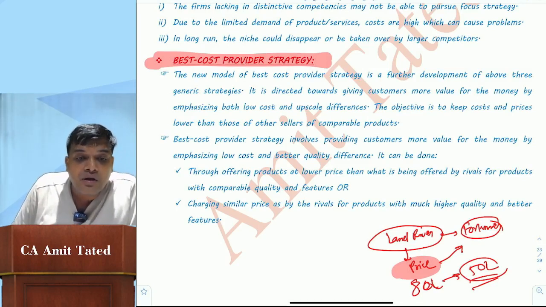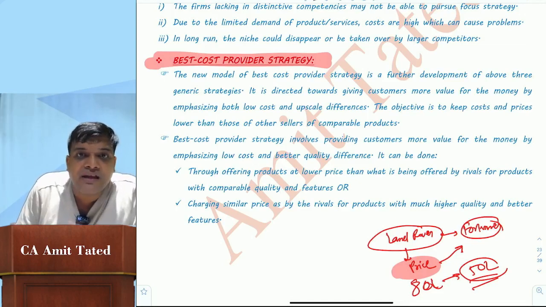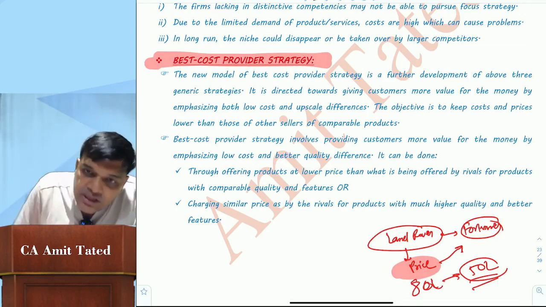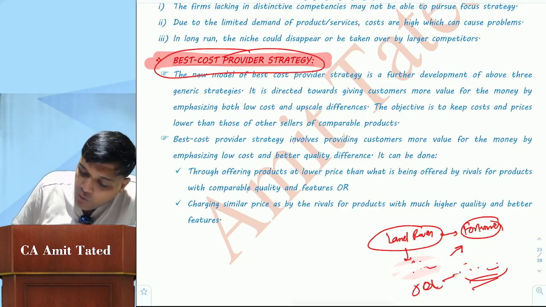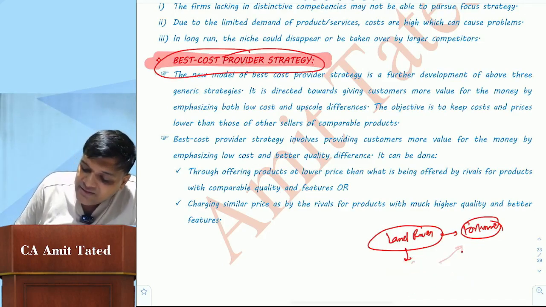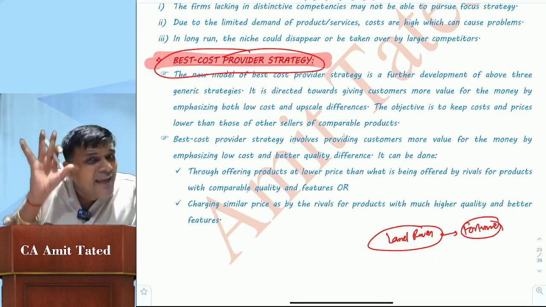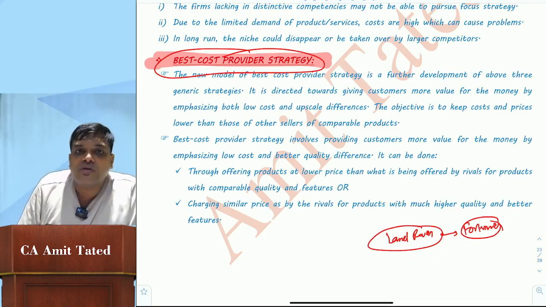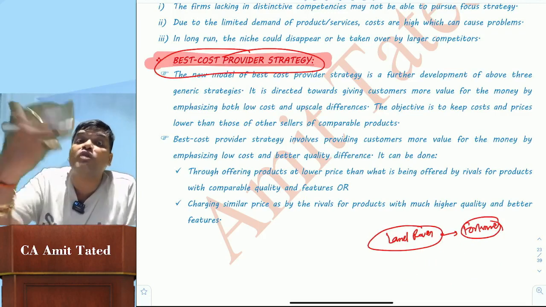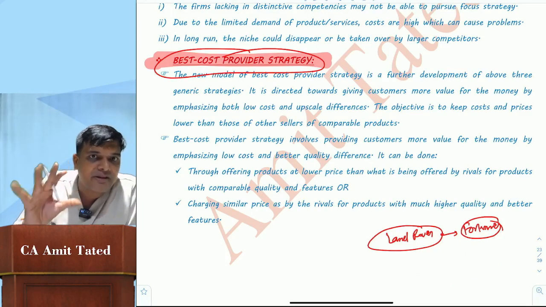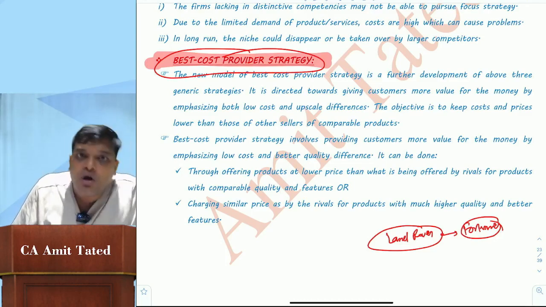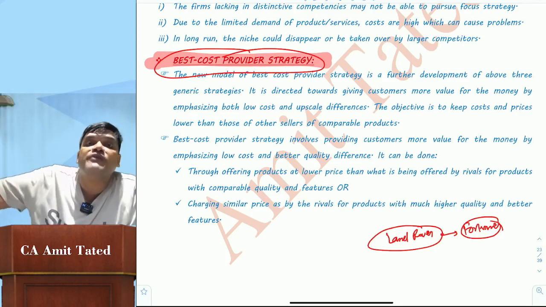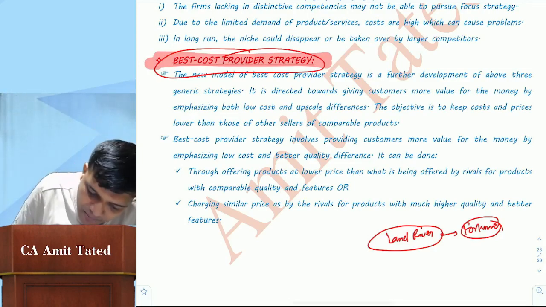So yes, they will think they have been cheated. Now this will bring a best cost provider strategy, where Range Rover can do this: they can provide the same feature at lower cost, or they can charge the same price but give more features. Get the concept of this point. This is called best cost provider strategy.